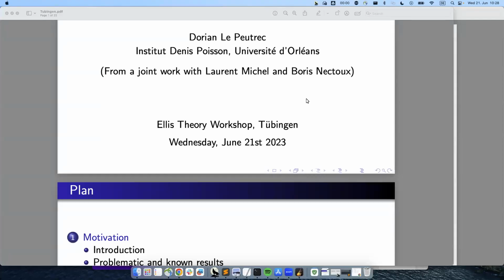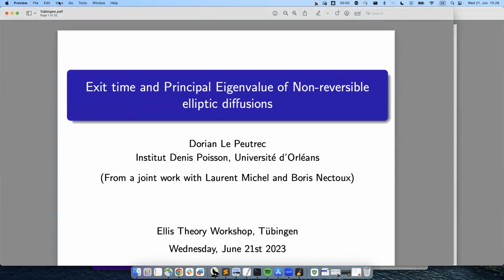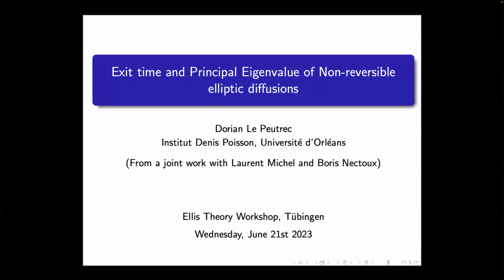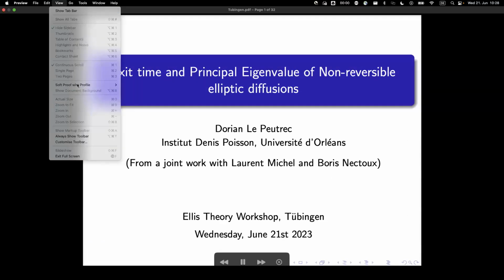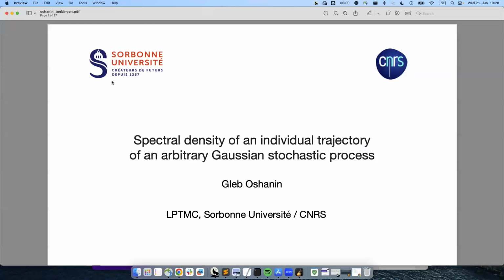Let me introduce Dorian Le Peutrec. Dorian is a professor at the Institut Denis Poisson and at the Université d'Orléans. Previously, he was at Université Paris Sud and University of Rennes. And he works in applied mathematics, analysis, and geometry. And he has some really interesting work on exit times, which we got curious about, we're going to hear about it. And maybe it relates to some of the machine learning problems we are thinking about, and we already heard about exit times. So yeah, the floor is yours.